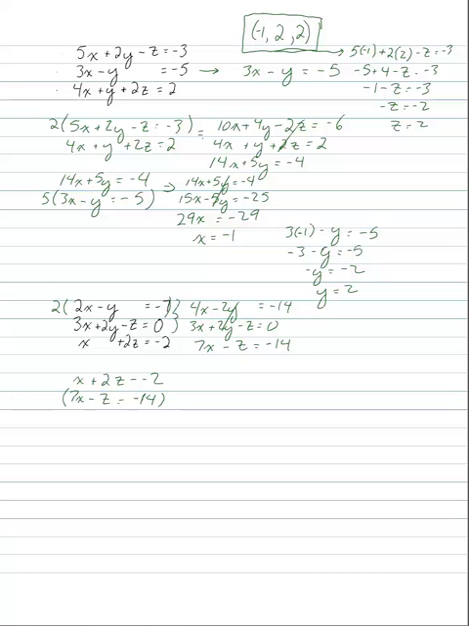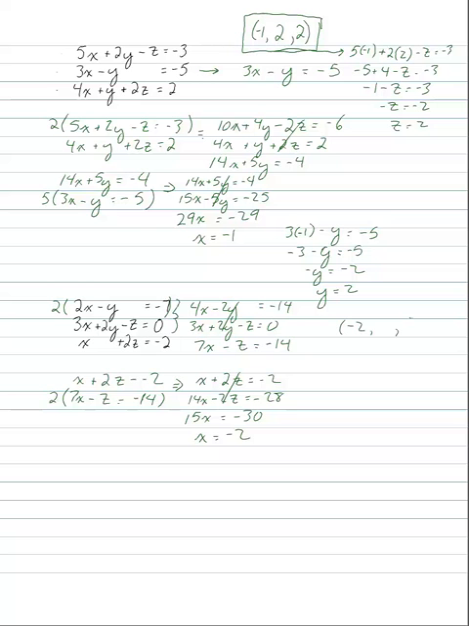If I look at this, to me it seems easier if I eliminate my z's. So I'm going to multiply the second equation by a positive 2. So x plus 2z equals negative 2. 14x minus 2z equals negative 28. Combine like terms. 15x, check to make sure it does cancel, it does, equals negative 30. So x is going to equal negative 2. So I have one of my answers.